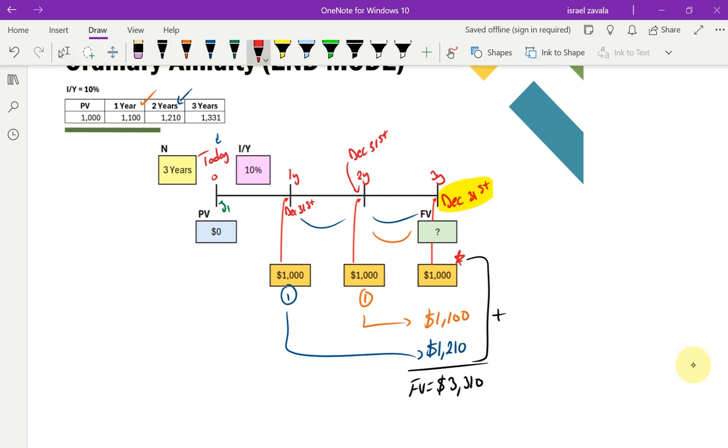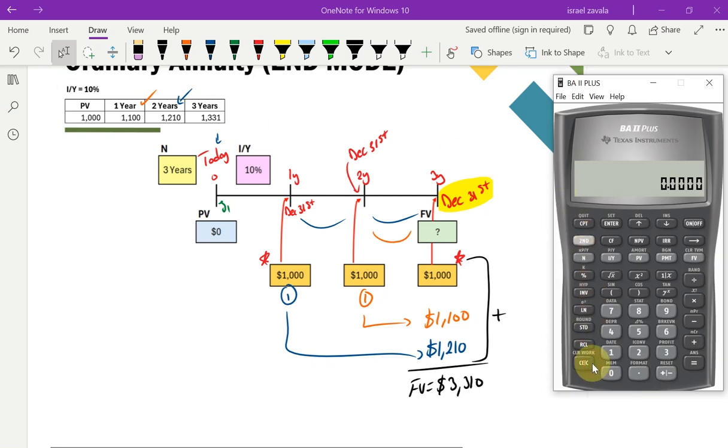Now, just keep in mind that these are payments that we are making. So for the BA2 Plus, you're actually going to have to put those in as negative. I've got a video on why they should be negative and when they should and shouldn't be, so you can watch that if you'd like. Let me just clear my time value of money here. So left to right, 3 years, compounding is at 10%, present value is 0. I'm making $1,000 payments, that's why it's negative. And I'm going to compute my future value. So look at that, 3,310. Exactly what we computed manually. And I hope that made sense as to how we got that 3,310.